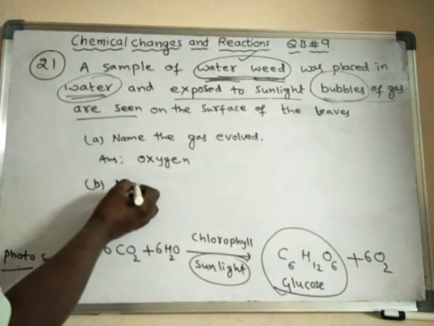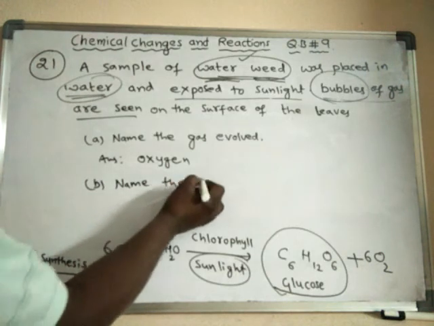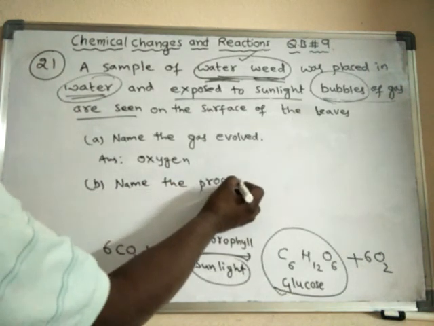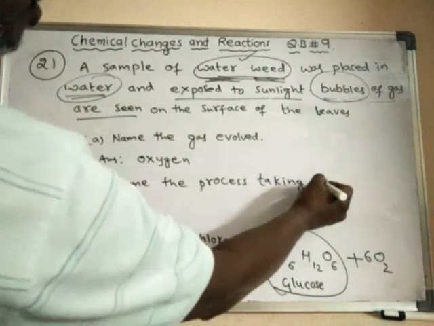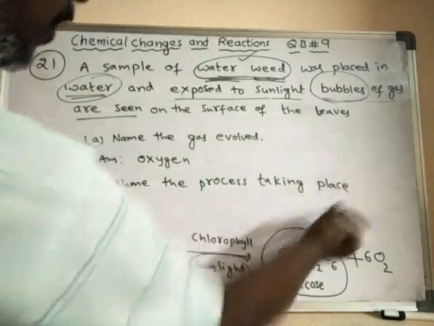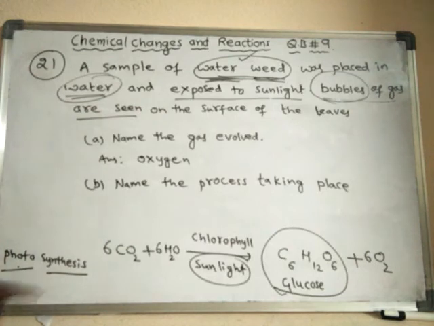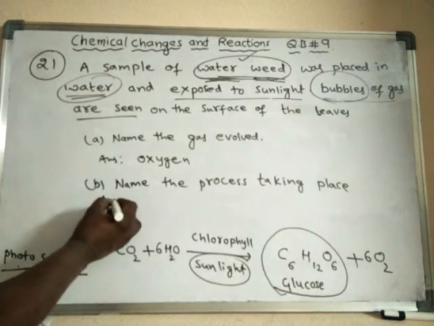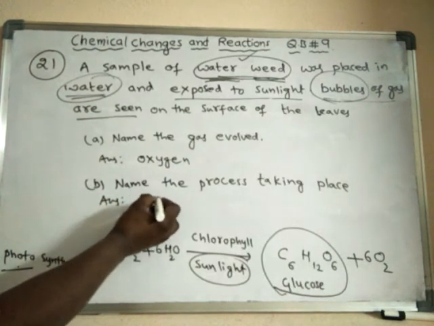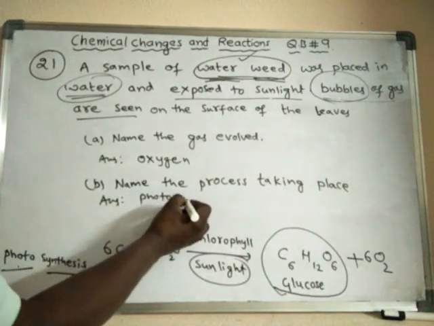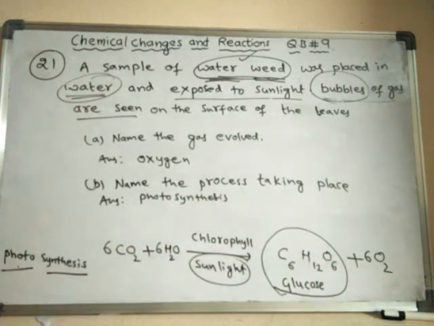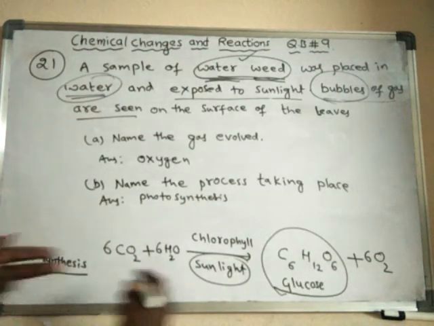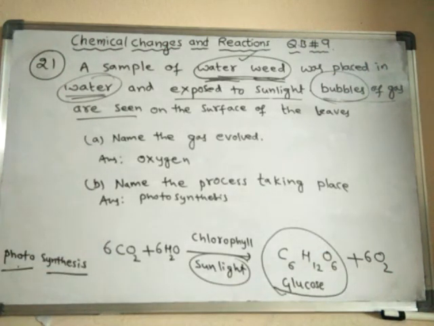Name the process taking place. This process is said to be photosynthesis. The answer is photosynthesis. This process is called photosynthesis, and even this reaction is also called photosynthesis.